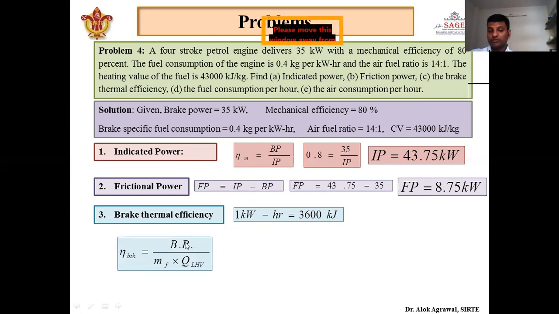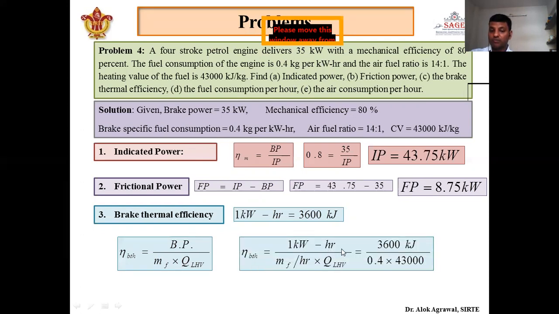The brake thermal efficiency is brake power upon mf into cv. For keeping mf as 0.4 kg, we have to change our brake power accordingly. So we are changing our brake power to 1 kilowatt hour, that is 3600 kilojoule, into mf per hour, because we are taking power output in terms of hour. So we can take mf also in terms of hour. No need to convert it into seconds. So it is 0.4, and calorific value of fuel is already given, 4300 kilojoule per kg. By substituting all the values, we get brake thermal efficiency as 20.9%.